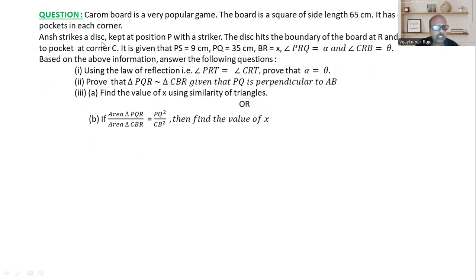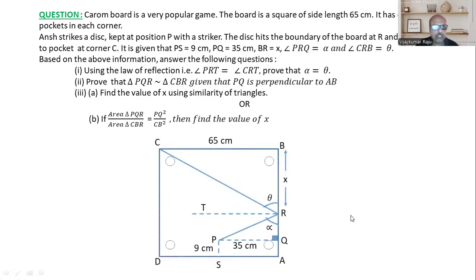Ansh strikes the disc kept at position P with the striker. The disc hits the boundary. So let us see how it is. I'll draw the figure for you. So this is a figure.